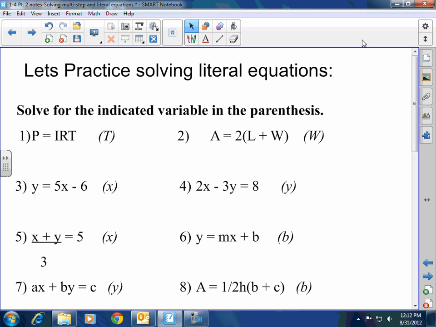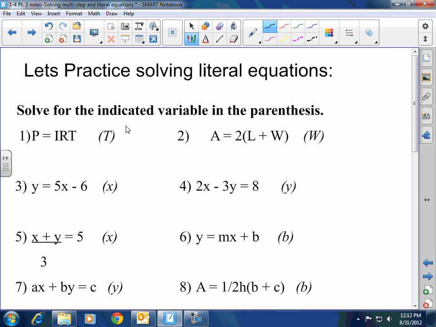Now we're going to be solving literal equations. Literal equations is no different than solving multi-step or regular equations. The reason that they're called literal equations is because you're going to now be solving for a particular variable from a given set formula. All right? I'm going to give you a formula, and you're going to solve for one of the variables of that formula. The procedures are exactly the same. For all of these here, the variable in parentheses is the variable that we are solving for. All right, so let's do this.